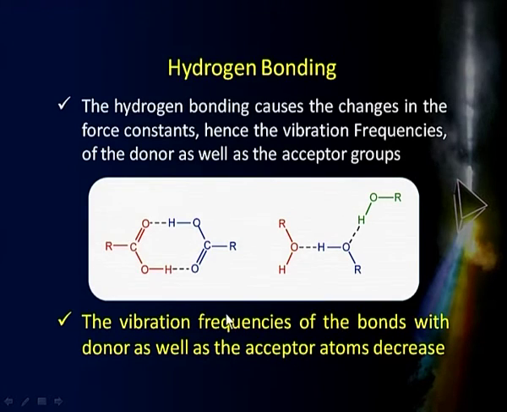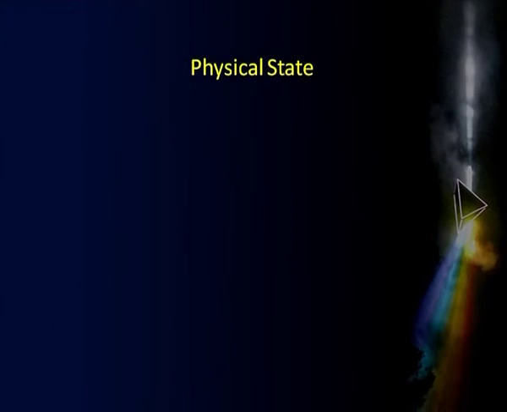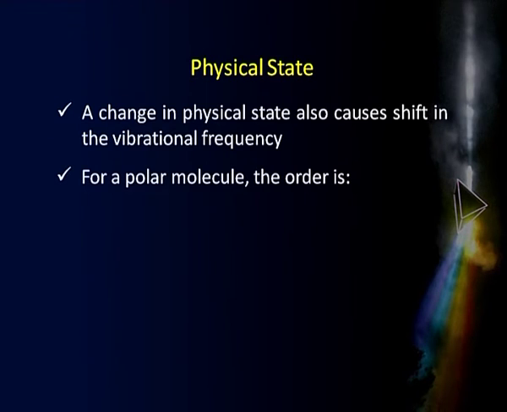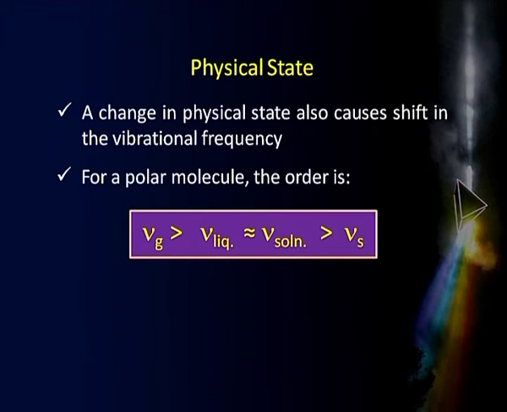So, that is a typical observation we have vis-a-vis the consequence of hydrogen bonding on the group frequencies of the molecules. Okay. Let us move on to a third very simple parameter, the physical state. What is observed is that a change in the physical state also is found to cause a shift in the vibrational frequency, and the typical trend for a polar molecule is as follows. That means the vibration frequency in the gaseous phase happens to be more than in the liquid, or in solution they will be similar, and which will be greater than that of the solid phase.